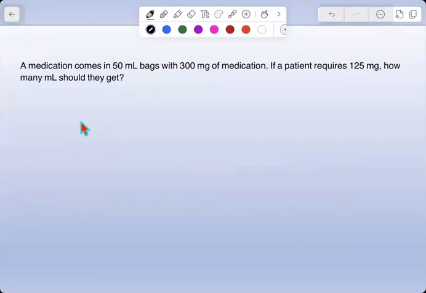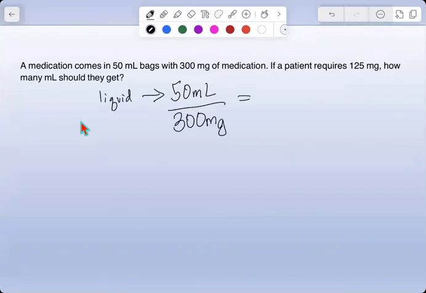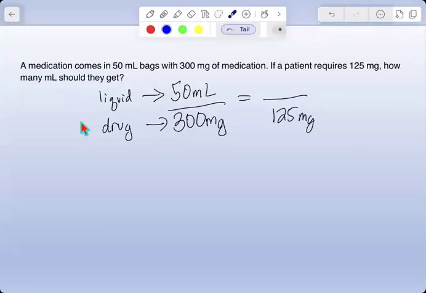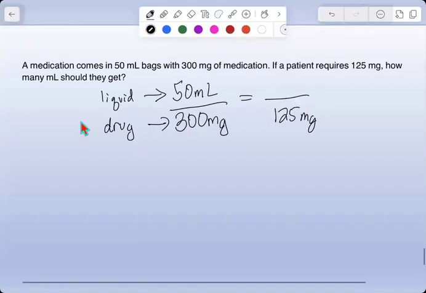So write down what the bag contains. 50 milliliters contains 300 milligrams. So this is your volume, how much liquid it is, and this is the actual drug, the medication. So that's the proportion with what the drug is there. The patient requires 125 milligrams. It has to match up when we're setting a proportion up, so that's why those are milligrams and that's where it goes. How many milliliters should they get? That's on top. That's our unknown. That's what our X is.